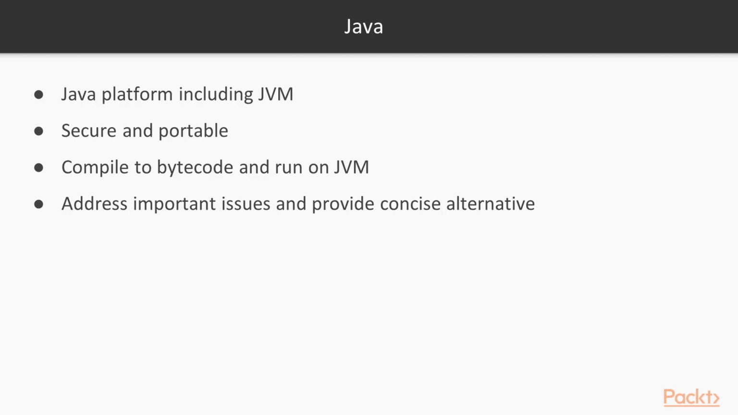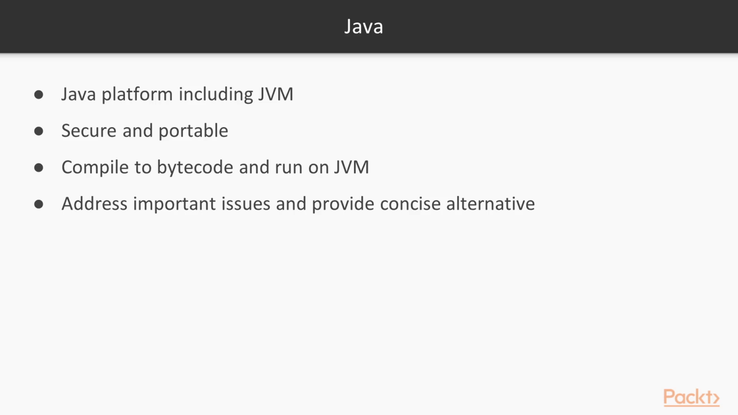Java was developed by James Gosling at Sun Microsystems and released in 1995. It has remained a popular language for more than 2 decades now. One of the important reasons for the popularity of Java is the Java platform, including the Java Virtual Machine. The Java platform provides security and portability for the Java language.